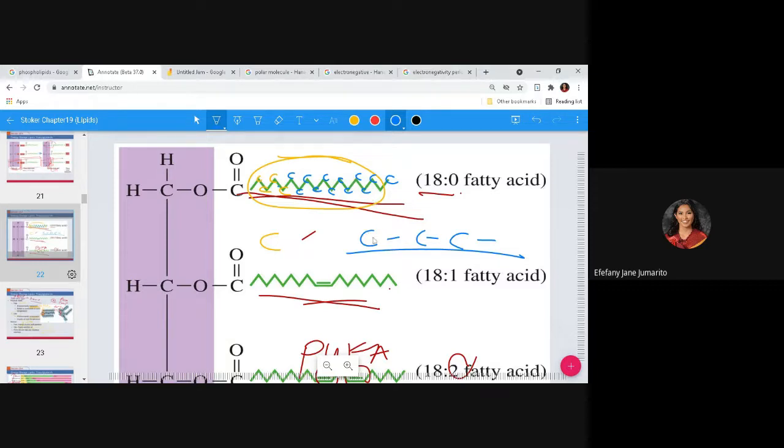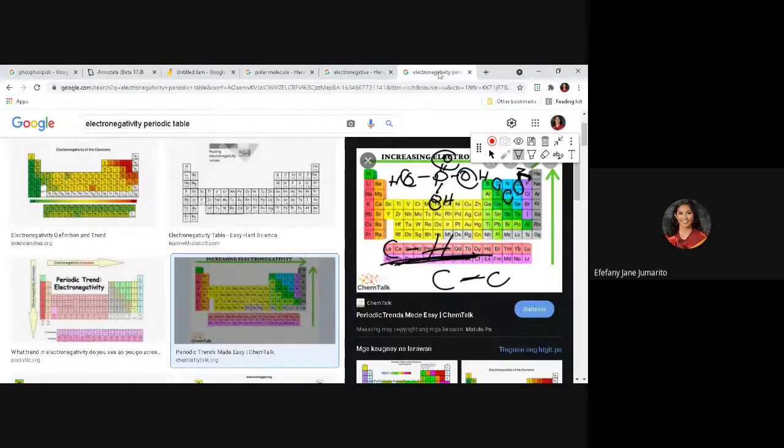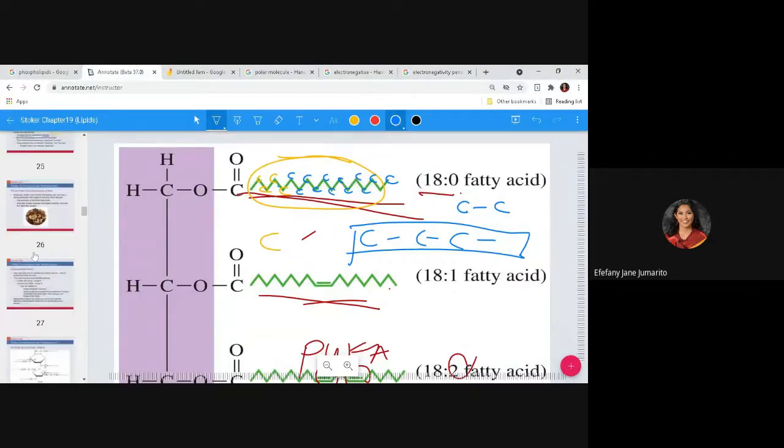Then, is it covalent or ionic? It's covalent. Okay, CC is covalent. The C is non-metal, then non-metal, non-metal. That's covalent. Alright.